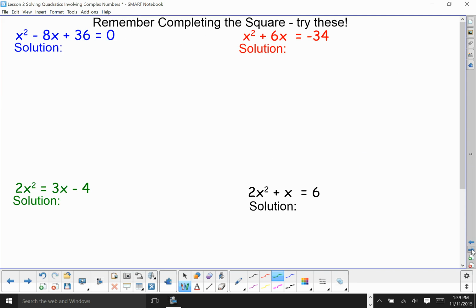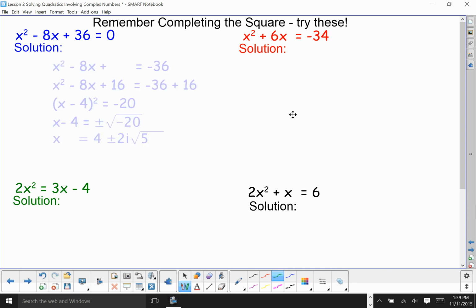Now, remember completing the square? You can do that as well, and you can still get imaginary or complex solutions. Pause the video and try these 4. When you think you have them, start the video again, and I'll display the solutions.